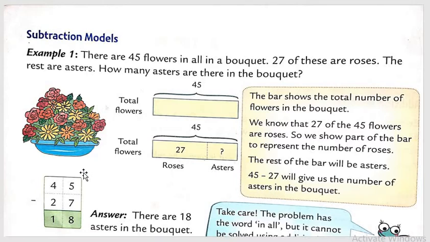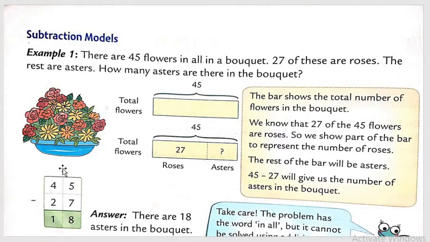So we do the subtraction here. 45 minus 27. 5 minus 7. So what to do that time? We take the borrow, put the 10 plus this 5. 15 minus 7. So how many, do it in your book. 15 minus 7 is equal to 8. And then we cut the further digit.